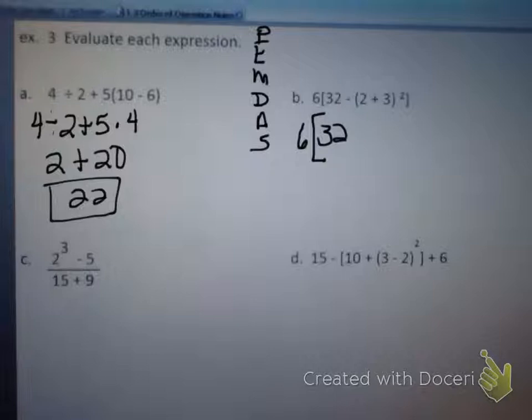Example B, I've got parentheses and a bracket, so I want to work inside. So go inside the parentheses. 2 plus 3 is 5. So you can then drop the parentheses and make 32 minus 5 to the 2nd power, close the bracket. Now notice that square just goes with the 5. So inside that bracket, we're going to do the exponents first.